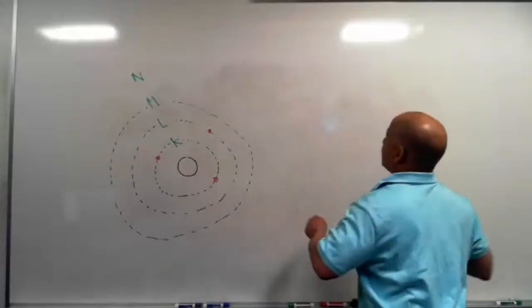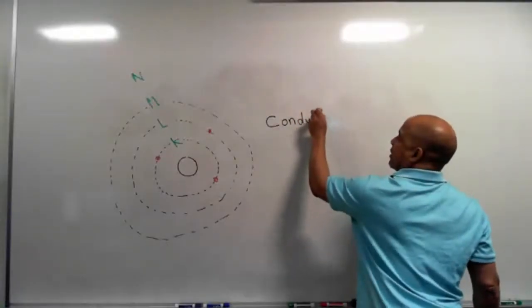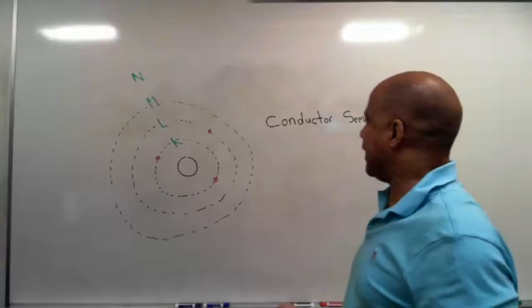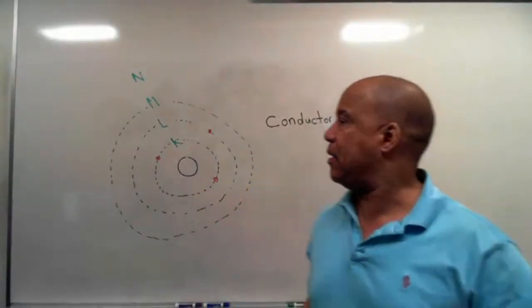So valence shell means the outermost shell. So valence shell means the outermost shell. That's correct. The valence shell is the outermost shell that has electrons in it. Oh, okay. The outermost shell.